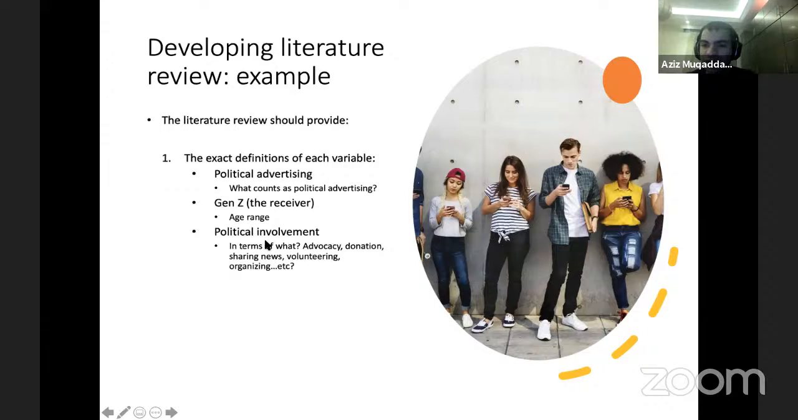And then when you say political involvement, voting or registered vote is somewhat straightforward, but what do you mean by political involvement? Do you mean advocacy, donation to campaigns or causes, sharing news on social media? Would you consider that a political involvement? Volunteering, organizing, canvassing. So yeah, you have to define what you mean by political involvement. That will be in the literature review.